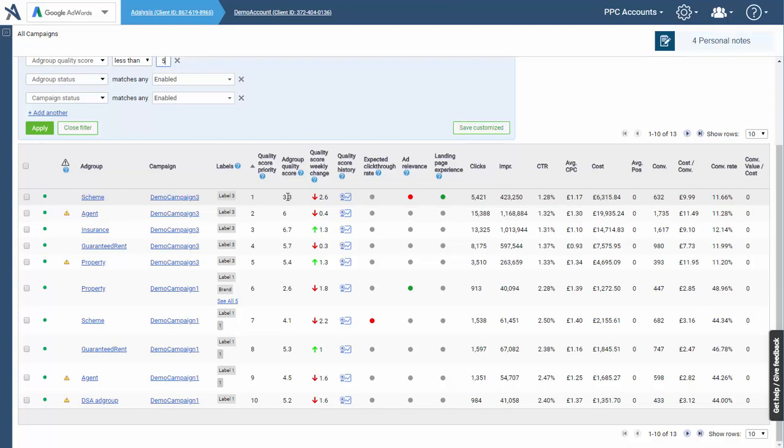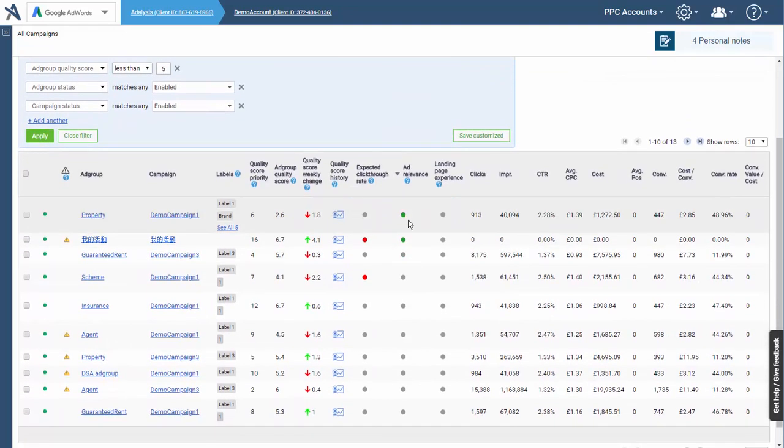So we impression weight the quality score data. So you can see what your ad group's level is. We then show you your weekly change by quality score, so you can set up an alert on weekly changes. And then we impression weight the sub-factors.